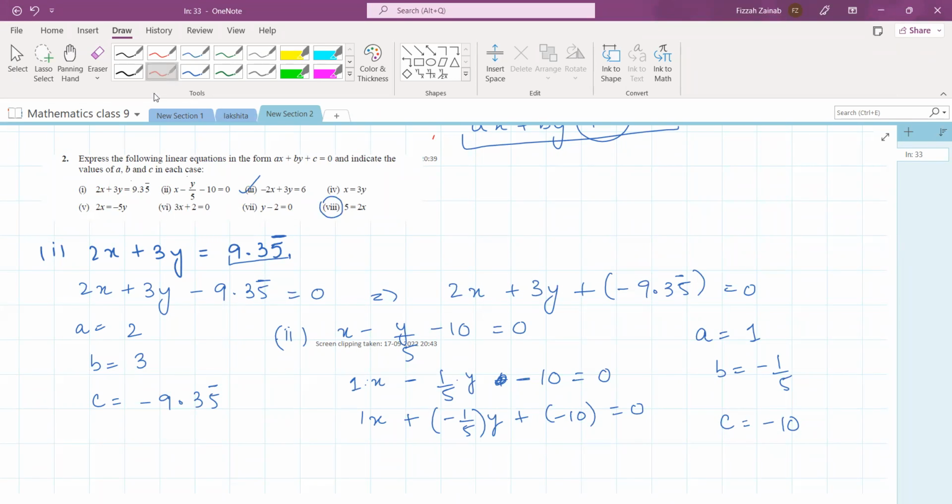Yes. Okay. So what is the value of A here? 5. Now see here. This is 5 is equal to 2x, correct? So when you don't have a variable, that means it's your constant term, your C, right? So you bring everything on the left hand side first of all. So it will be 5 minus 2x is equal to 0, right?